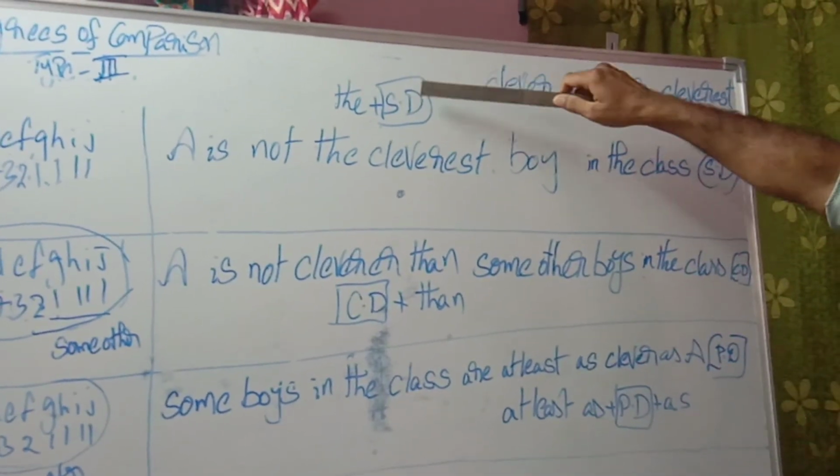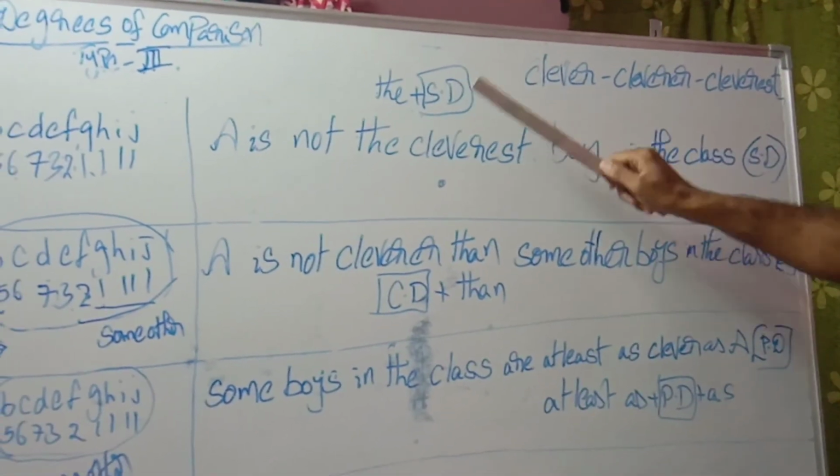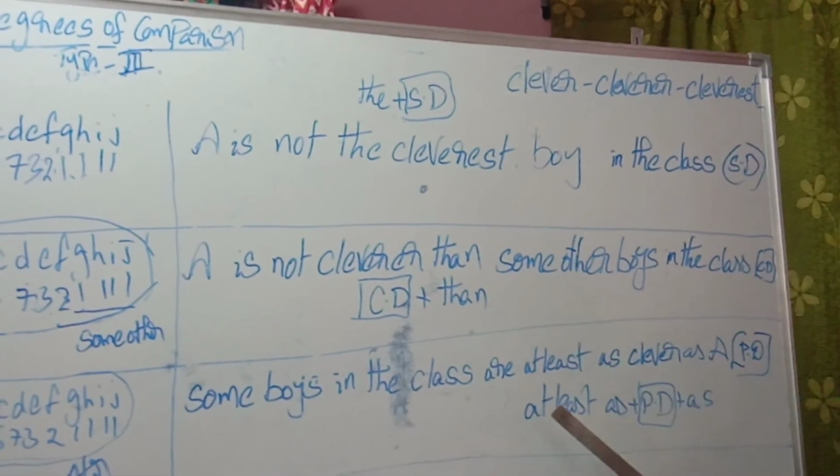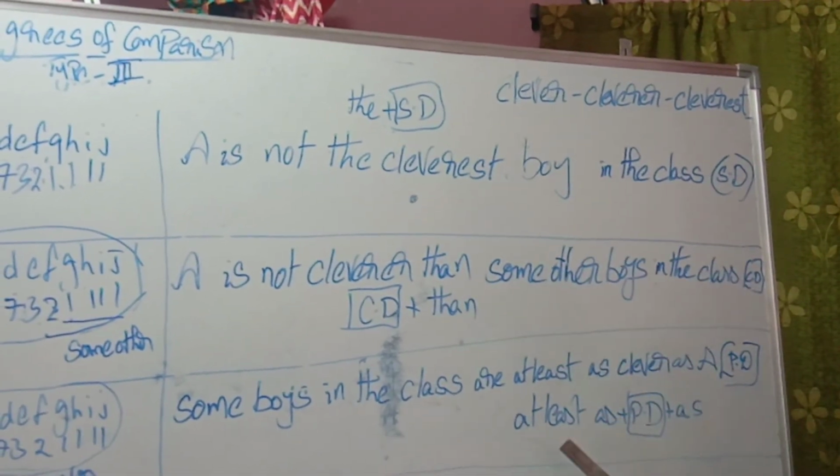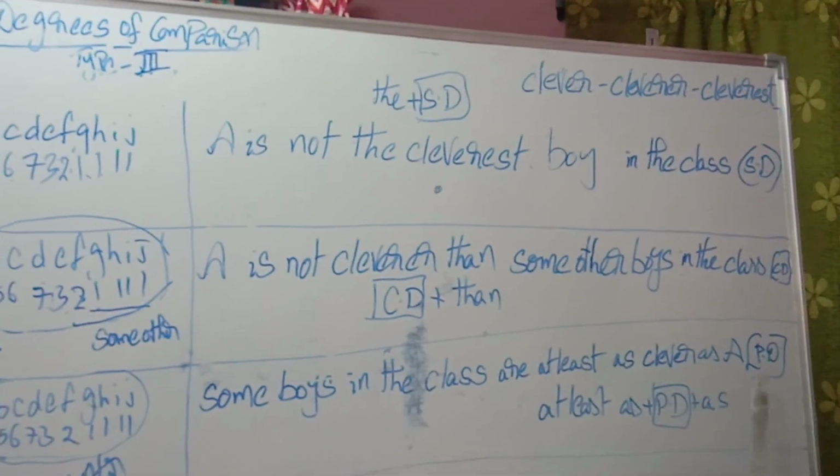These steps we have to remember properly: the plus superlative degree; comparative degree plus than. This is a negative statement, so we have to write at least, as plus positive degree plus as.